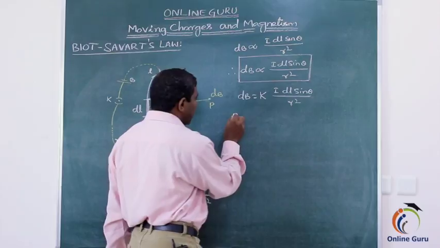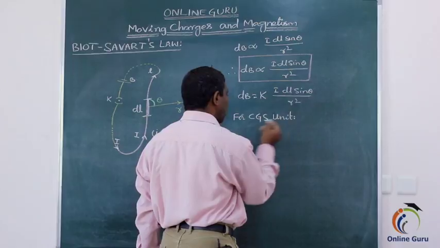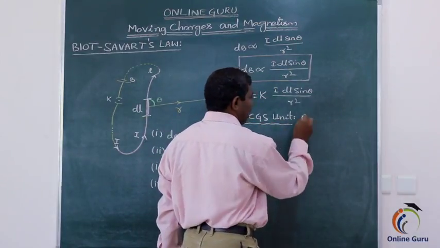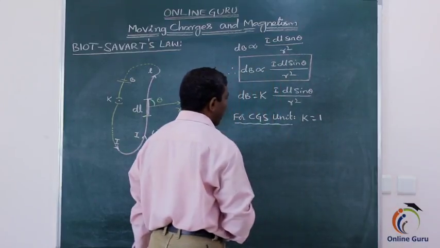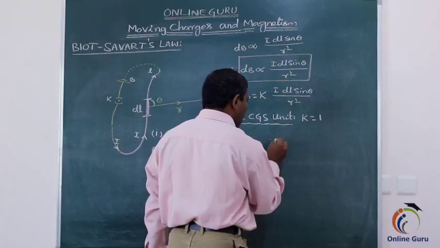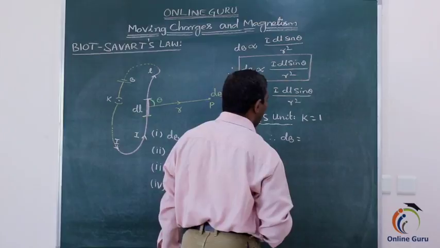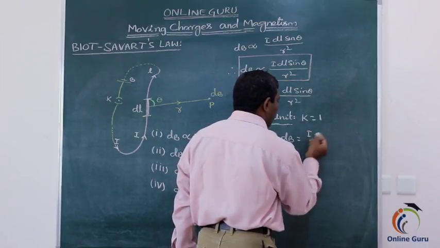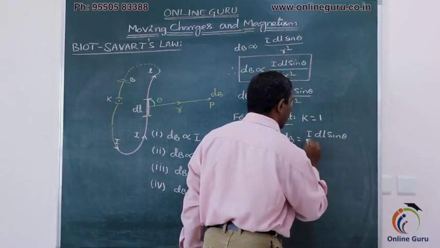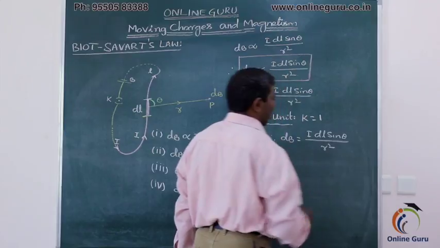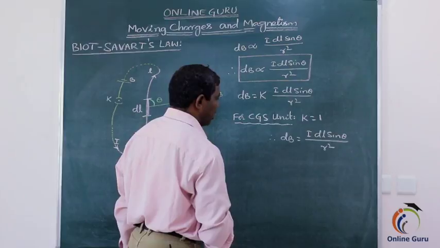For the CGS system, when we consider CGS units, the value of K is equal to 1. When the value of K is equal to 1, the magnetic induction at a point P due to the current element dl is given by dB is equal to I dl sin theta divided by r square. This is the mathematical equation for the magnetic induction in CGS units.